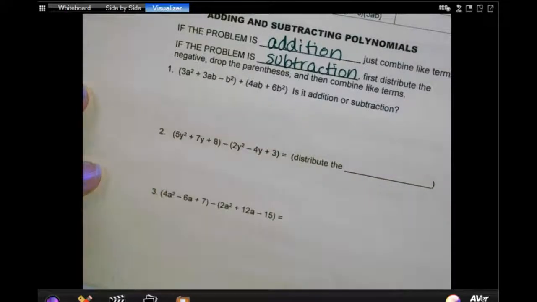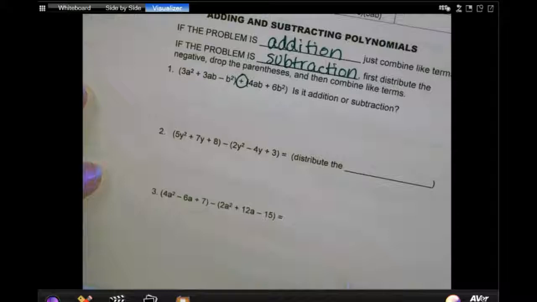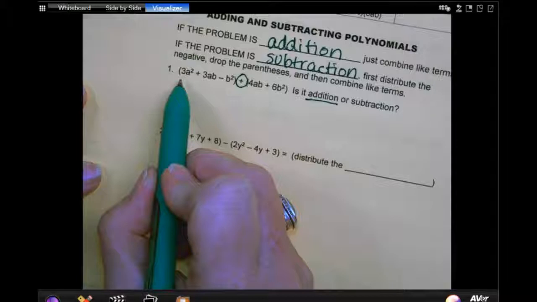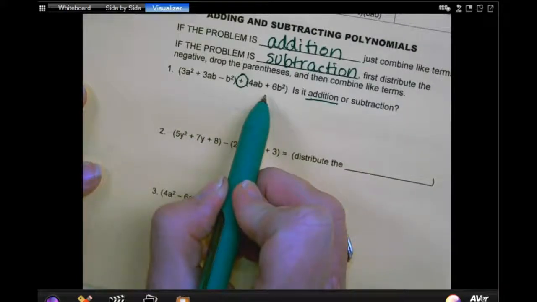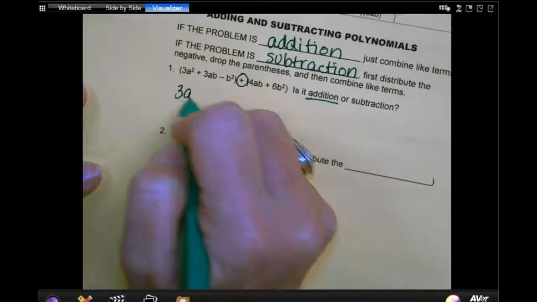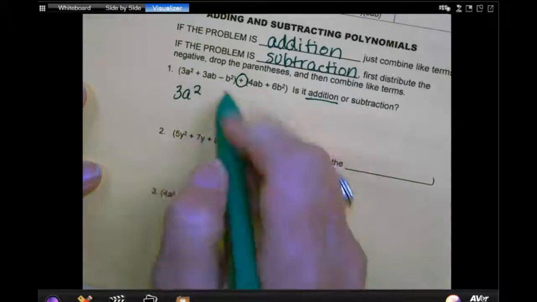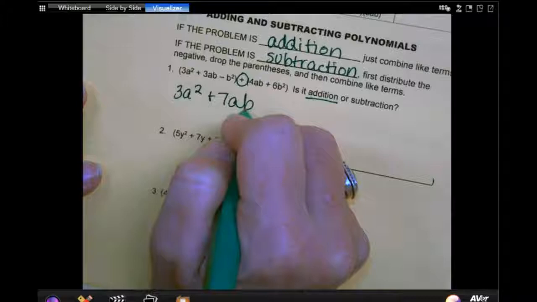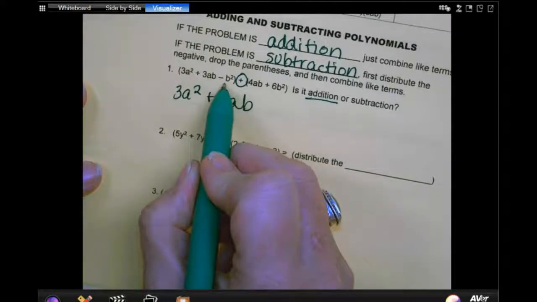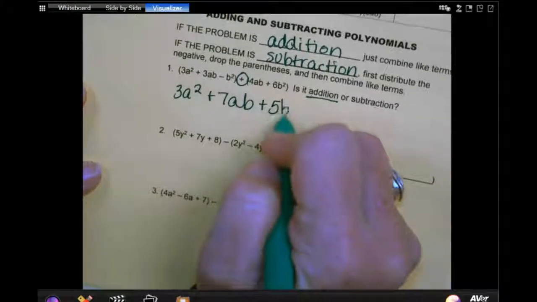Is this an addition or a subtraction problem? And I know that because it's between here, right? And that tells me that it's addition. So, is there anything to add the 3a squared with over here? No. So I get 3a squared. Can I combine 3ab with something? The 4ab, and that gives me 7ab. And then minus 1b squared plus 6b squared gives me 5b squared.